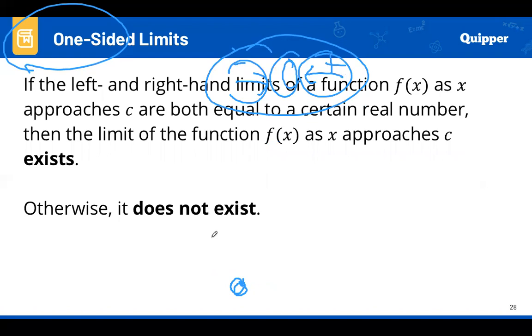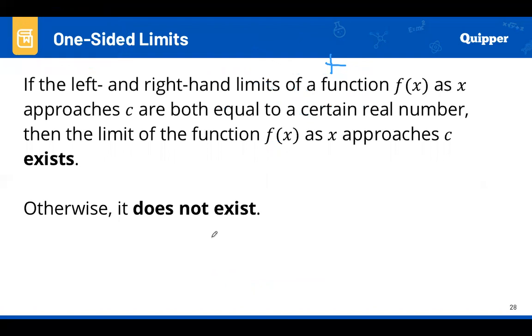If the left and right hand limits of a function, kapag yung left and right na limit daw natin ay hindi parehas, okay? If they are not the same, that means the limit does not exist. If the limits from the left and from the right are equal, parehas yung limit nilang dalawa, that means we have a limit.